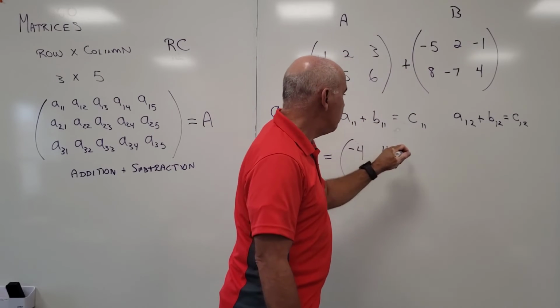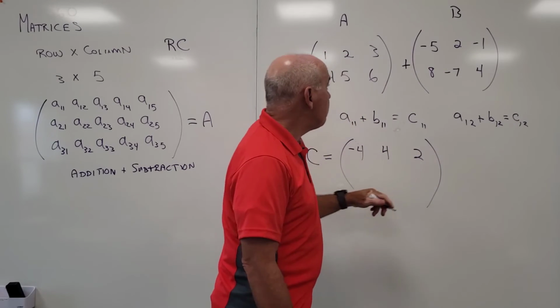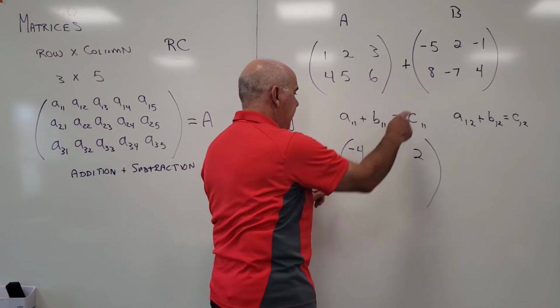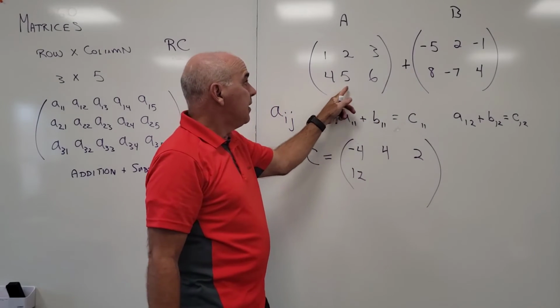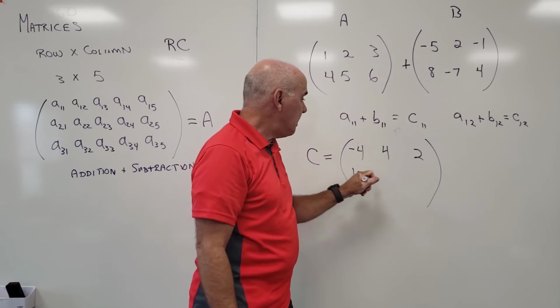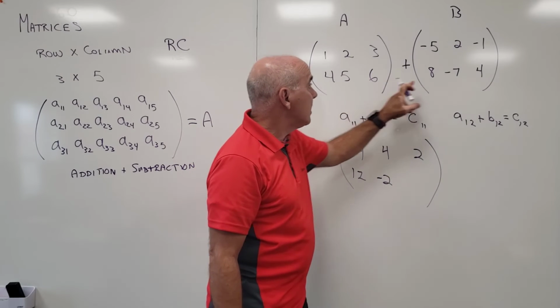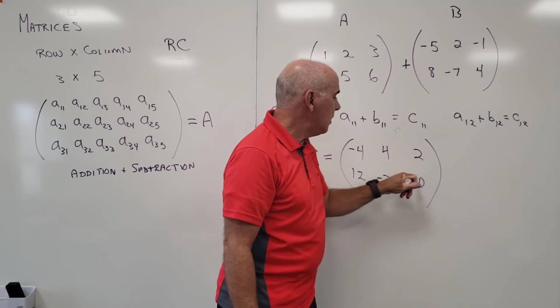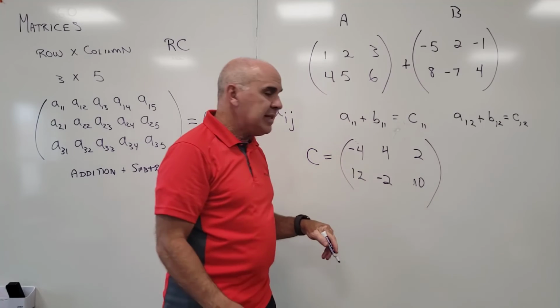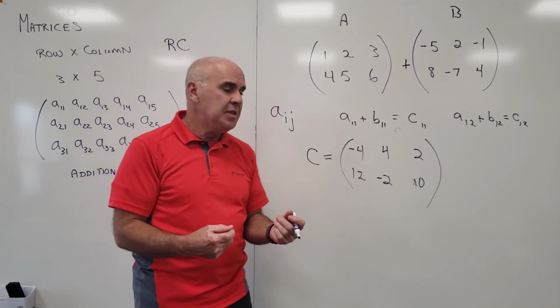And then continue going on. 3 plus -1 is 2. Close that parentheses. 4 plus 8, that's going to be 12. 5 plus -7, that's going to be -2. And 6 plus 4, that's going to be 10. All right? So that's how you add 2 matrices.